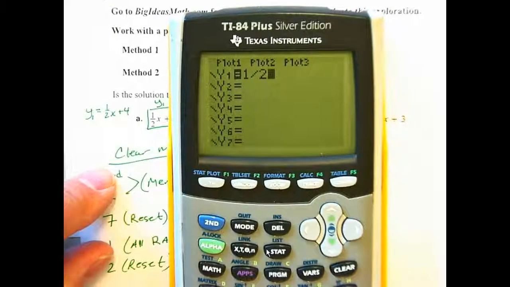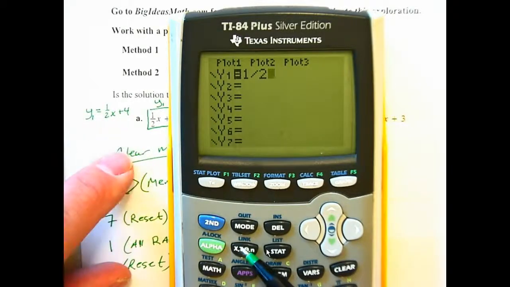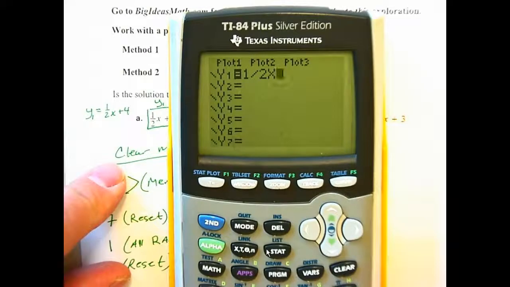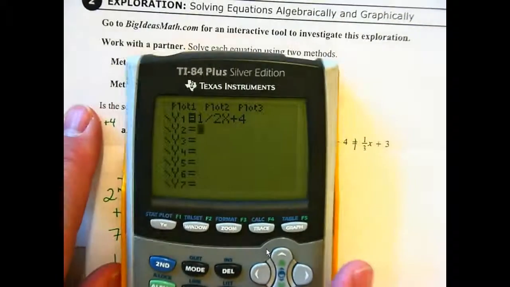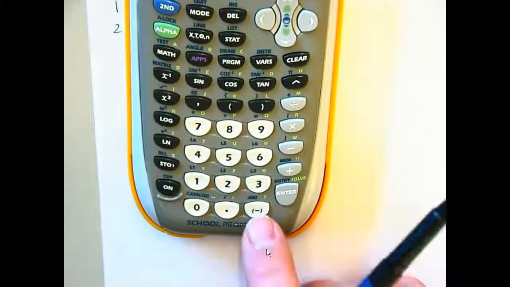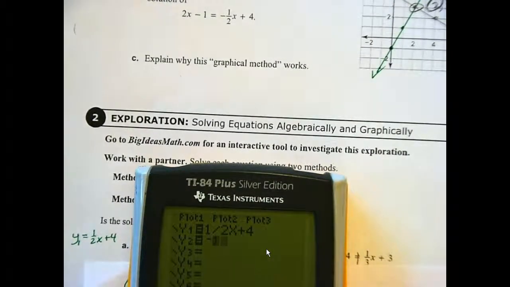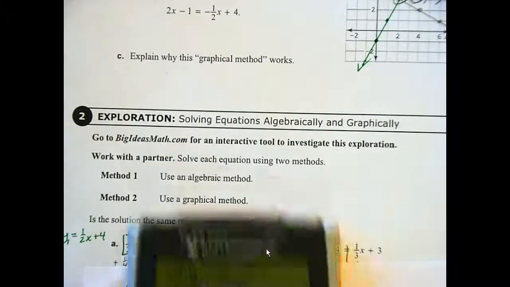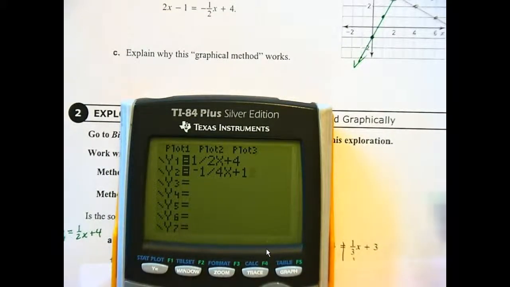And then the x key you are going to use is this x right here. You push that, and it gives you x. And then plus 4. And then the next equation was negative 1/4 x plus 1. So the negative key, again, you have to use this negative down here. So negative 1/4 x, and it's plus 1. And then you push graph.